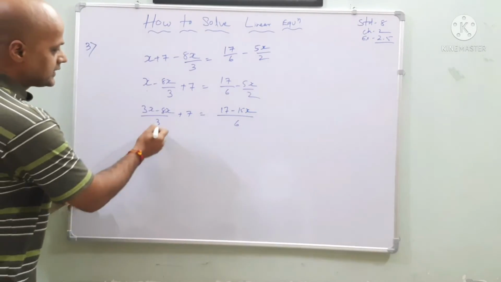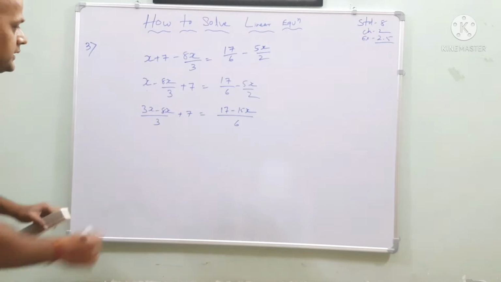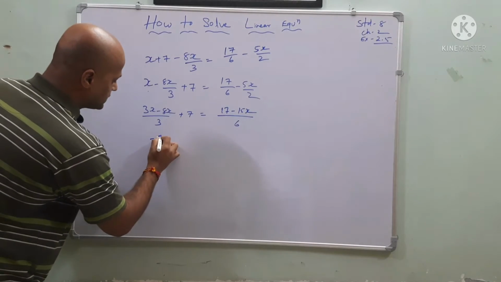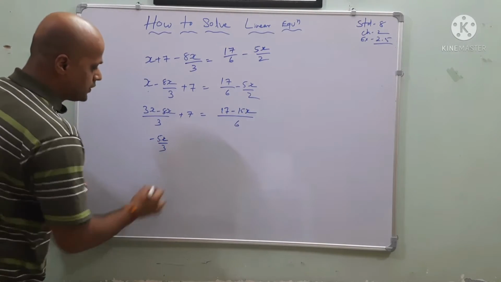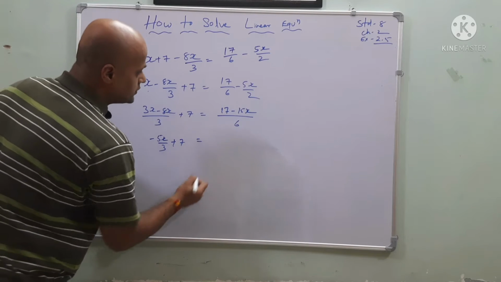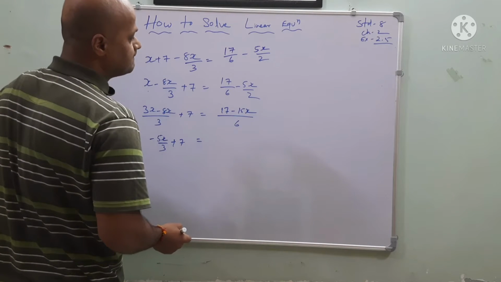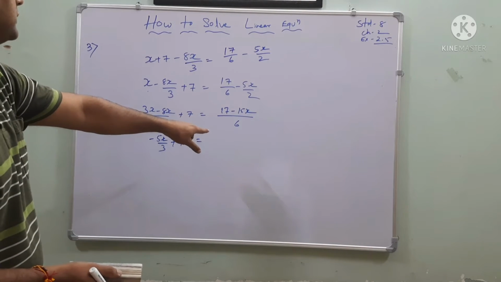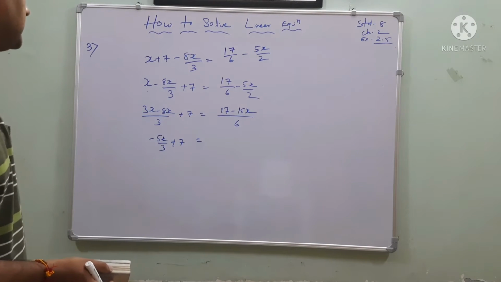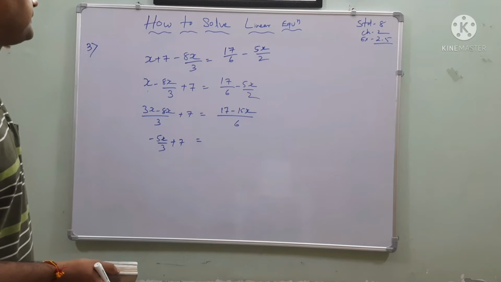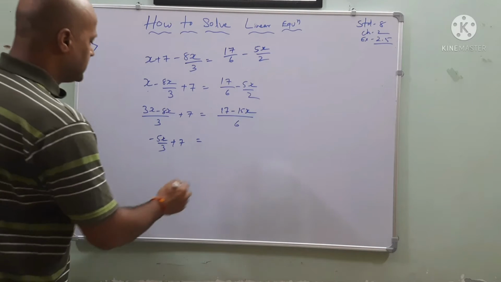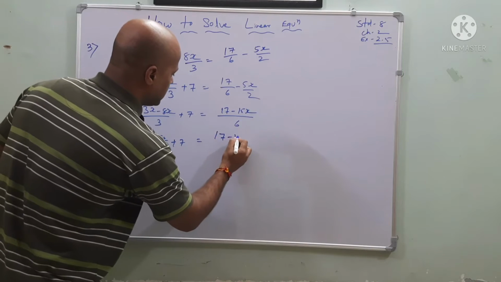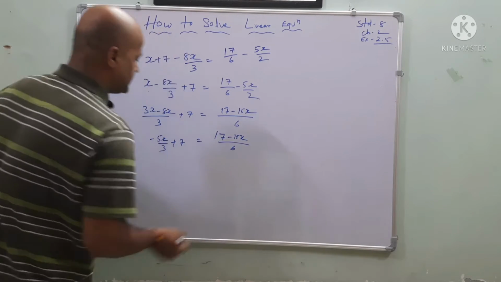So what will be the next one? Who will tell me? Solve this one. How much? Minus 5x by 3 plus 7 is equal to, how much is it? Oh, sorry. What is happening? Something is wrong here. Check it. Okay, write the number as it is. Okay, 17 minus 15x by 6.